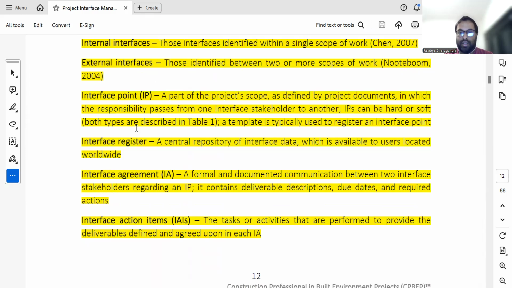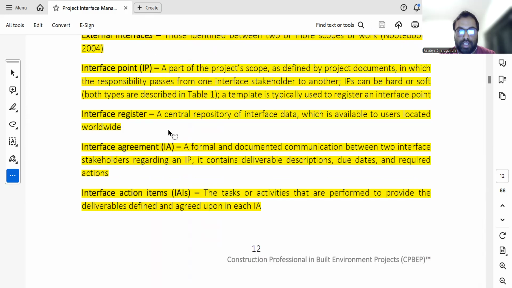And what is an interface agreement? It's a formal and documented communication between two interface stakeholders regarding an IP, and it contains the deliverable description, due dates, required action. And what are interface action items? The tasks or activities that are performed to provide the deliverables defined and agreed upon in each interface agreement. So what are the tasks and what are the responsibilities you have to fulfill in order to achieve the project milestone? We call it interface action items.